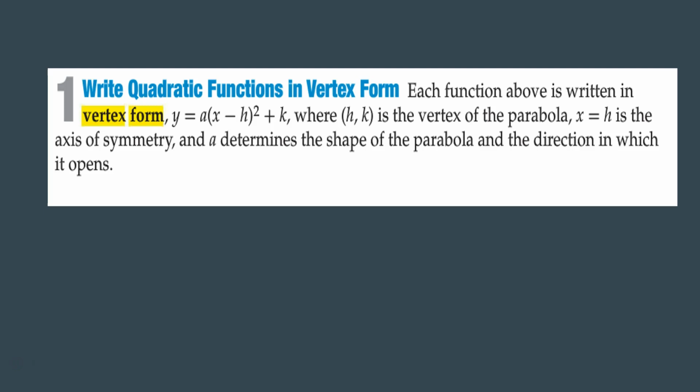So, writing quadratic functions in vertex form. In vertex form, it is in the form of y equals a times (x minus h) squared plus k. And (h, k) is the vertex on the parabola. X equals h is the axis of symmetry, and a determines the shape of the parabola and the direction in which it opens.